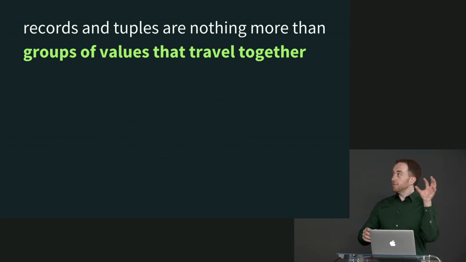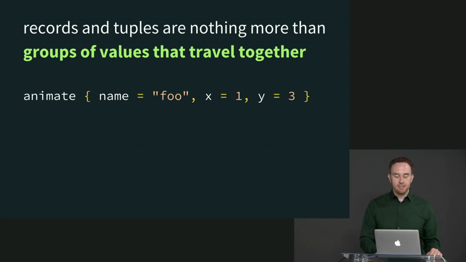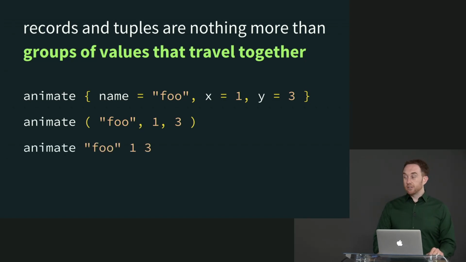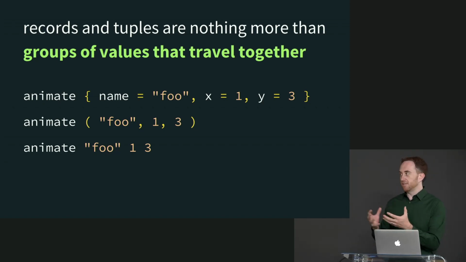Okay, so both records and tuples in Elm are nothing more than groups of values that travel together. Right? If I want to call a function called animate, I could pass it name equals foo, x equals 1, y equals 3, and maybe it's going to do something with those values to animate something. I could also pass it a tuple. Either way, animate's getting the same information. It's getting the same string and the same 2 numbers, just in a different format. Also, I could just pass them as arguments. That's also totally fine. All of these essentially are not going to change the underlying behavior. They're just 3 different ways of specifying the information that we want to pass to animate.